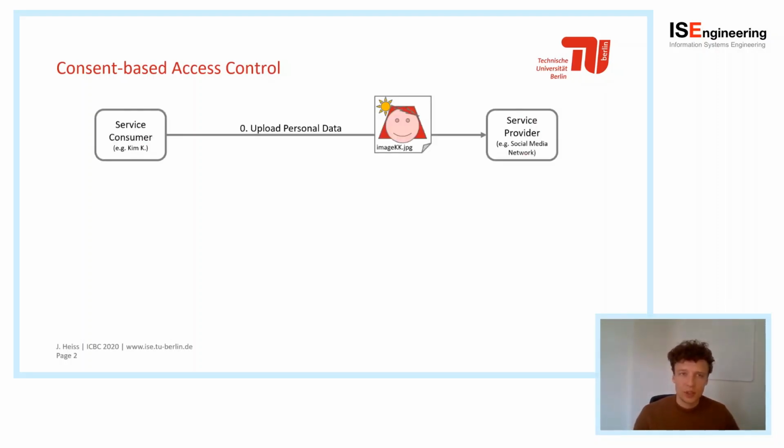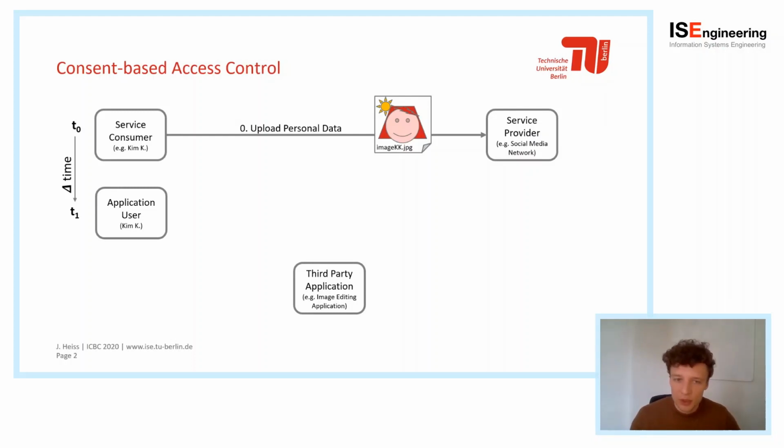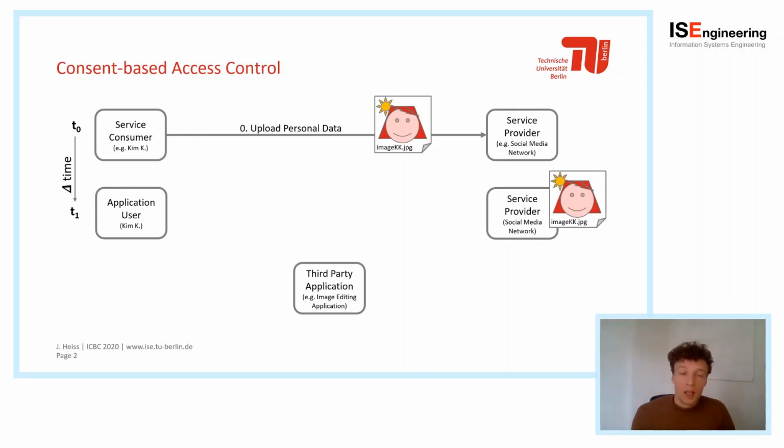Let's assume we have a service consumer and we call her Kim, and she uploads a personal image of her to her favorite social media network. At a later point in time, the same Kim now uses her favorite image editing application and wants to edit the image that she has uploaded to the service provider. Now she has to grant permission to the third-party application to access this image at the service provider.